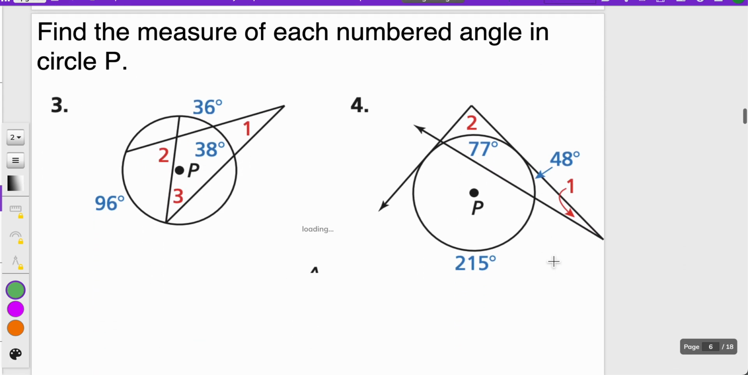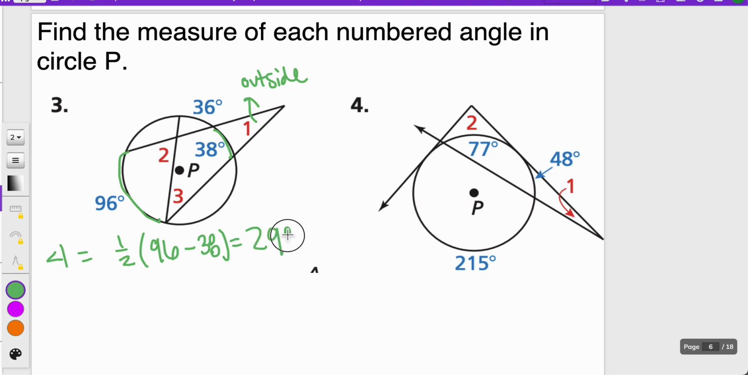Okay? For question number 3, we have to use some more math skills here. So let's start with angle number 1. Angle number 1 is outside the circle. So to find angle number 1, we're going to do 1/2 of the arc, so big arc minus small arc. So 96 minus 38, and we should get 29 degrees for angle 1.